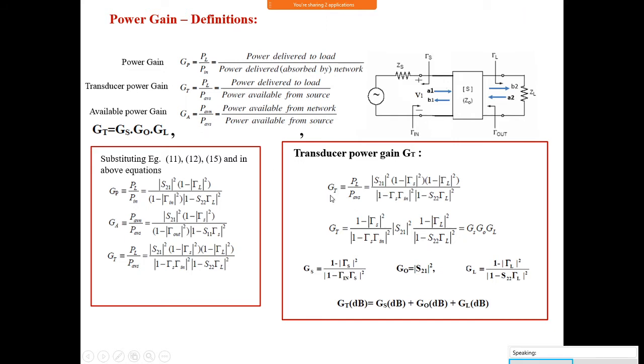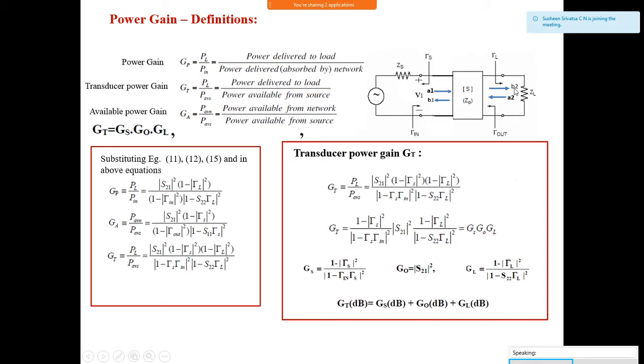So this transducer gain GT is a very important parameter while designing a microwave and RF amplifier. We will be considering this transducer gain. From the derivation, we got the expression for GT is equal to this. So this is the expression. In this, as we can see, there are three terms.